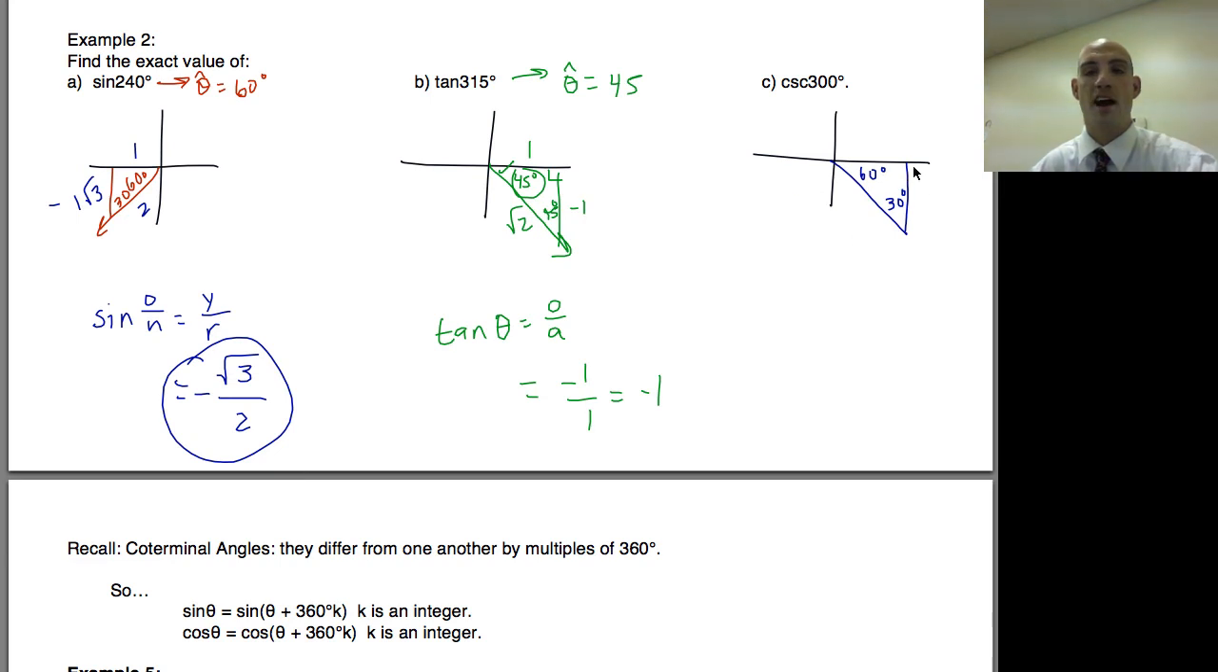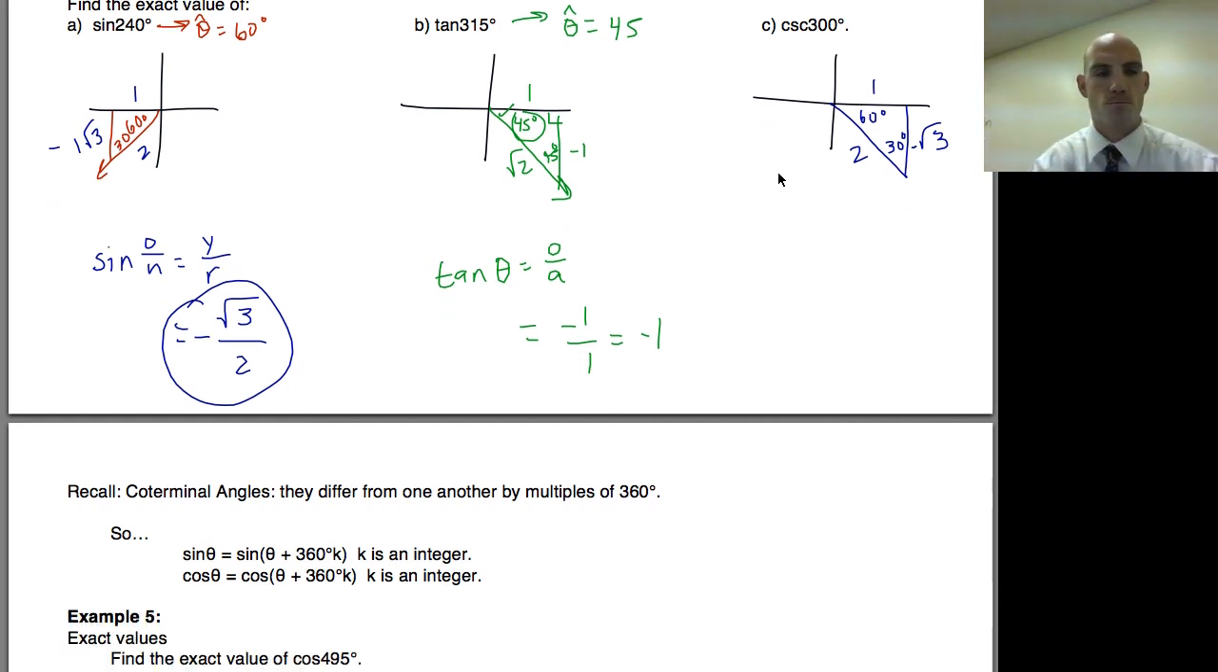And so when you put in your values, you know that the side opposite of 30 is the shortest, so we'll just call that 1. And the side opposite 60 is square root of 3. And that's going to be negative because it's in the fourth quadrant. And then this one's got to be 2. So when you find cosecant, remember that's 1 over sine, right? So that's that.